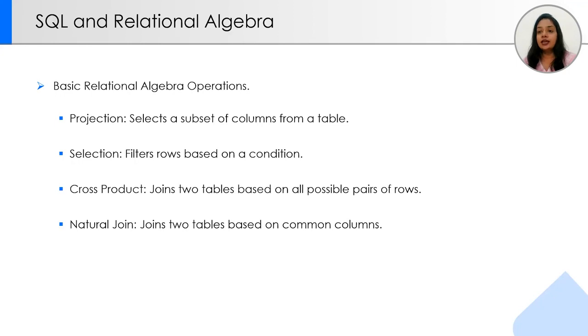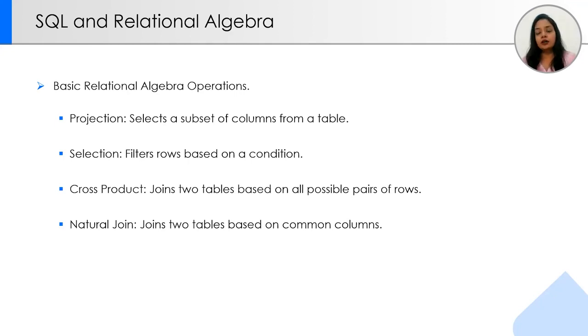Then comes the selection. Here a condition may be put so that the data can be filtered. So here the filters of rows are based on a condition. It considers the rows, that is the horizontal section and not the vertical one. And here basically we are working on the condition so that we can filter the data.